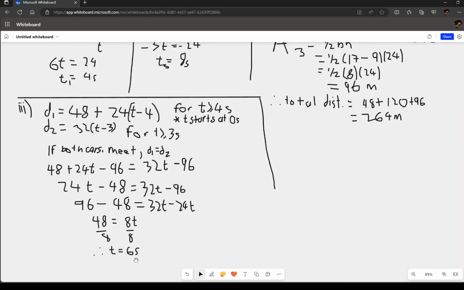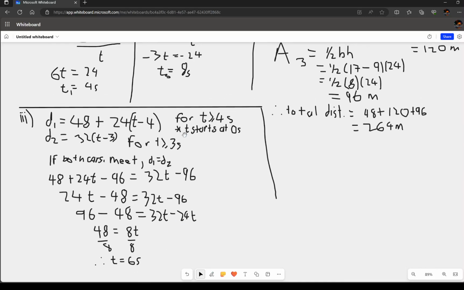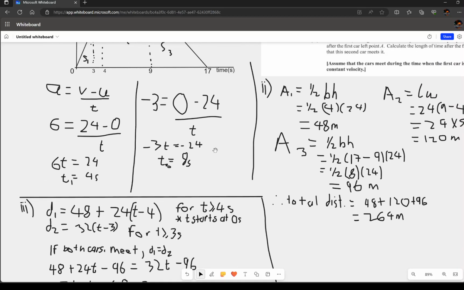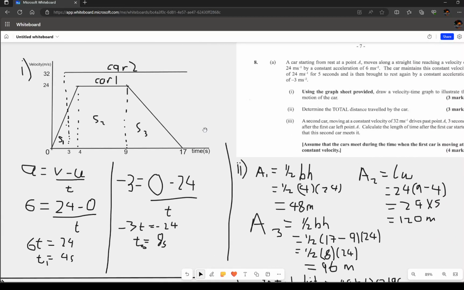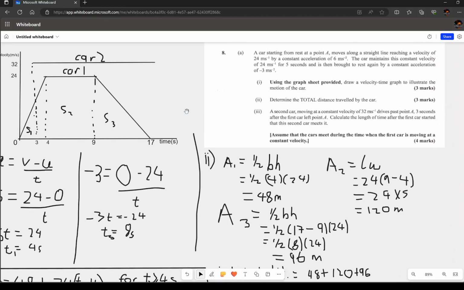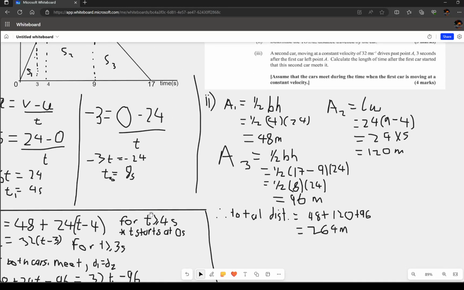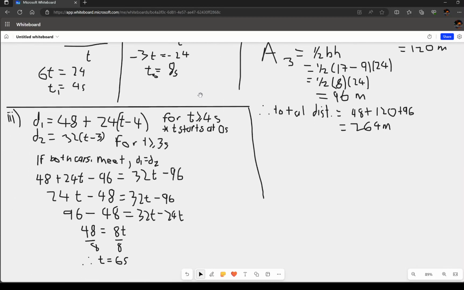The reason why that's our answer is because we took t starting at 0 seconds, which is of course when we took the first car to leave point A. So we have answered the question, because 6 seconds is indeed the length of time after the first car started that the second car would meet it.